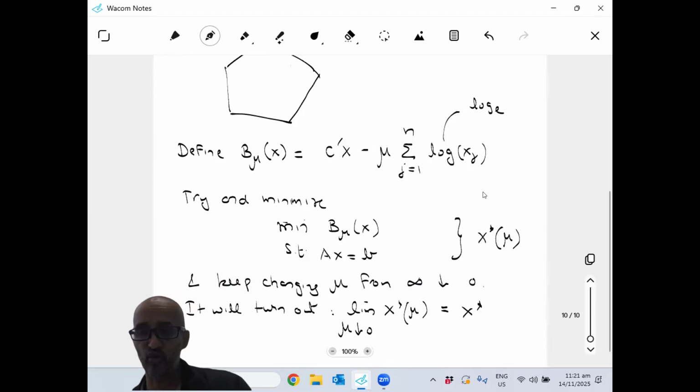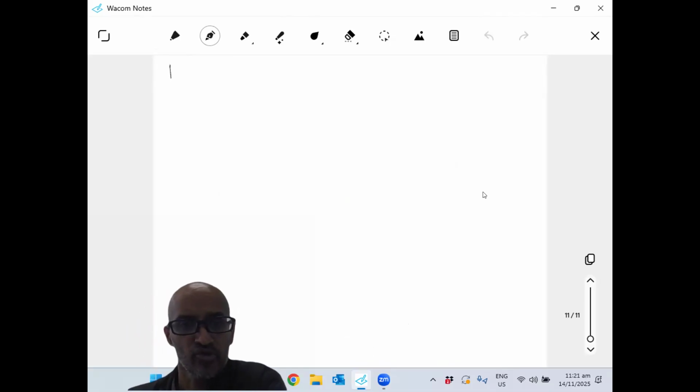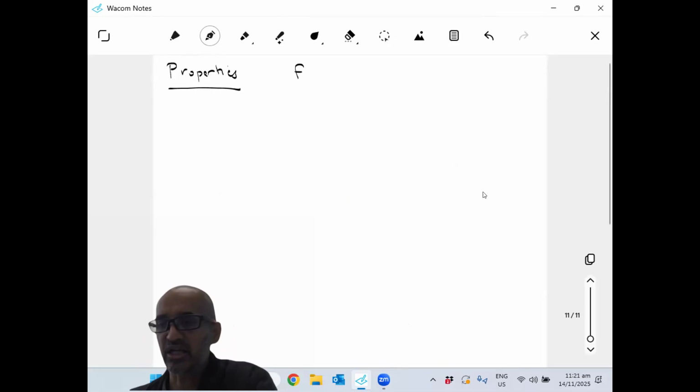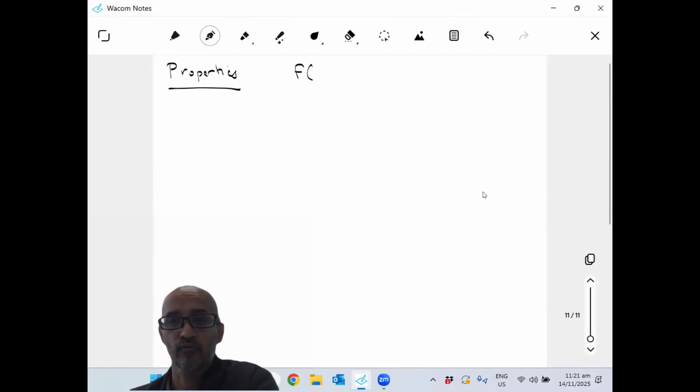So let's first look at a few properties. Just to say, this is easy to see, but the key function here is minus log of x. That's a function, right? Minus log of x. So what does this function look like?